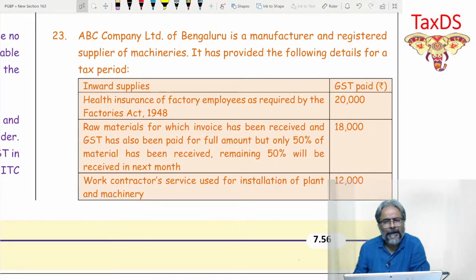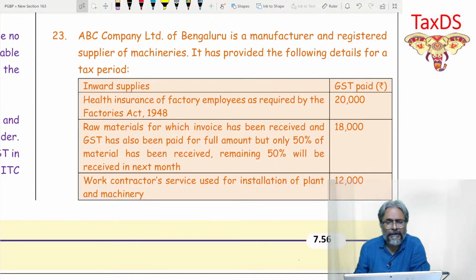ABC Company Limited of Bangalore is a manufacturer and registered supplier of machineries. It has provided the following details for the tax period: inward supplies, health insurance of factory employees as required by the Factories Act 1948. So students, in this case, it is just as required, so it is statutory because it is required by law. Therefore, the same particular point will emerge in this case.